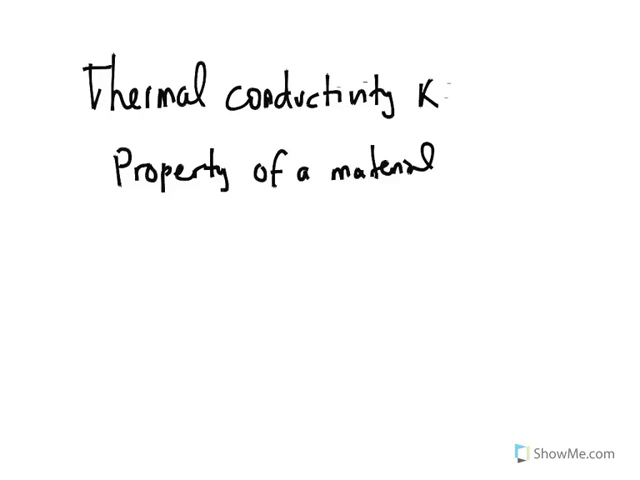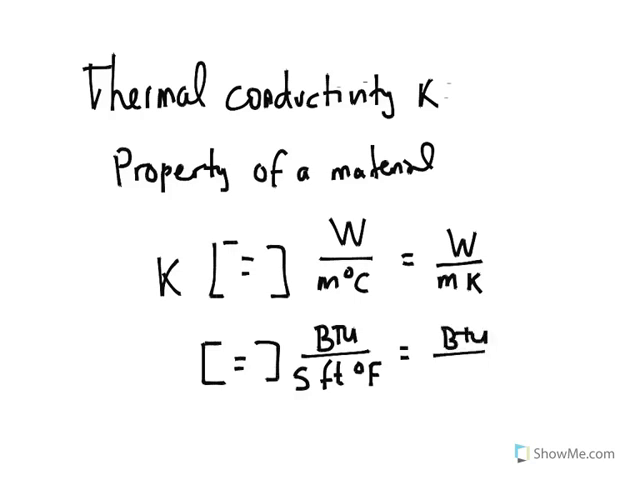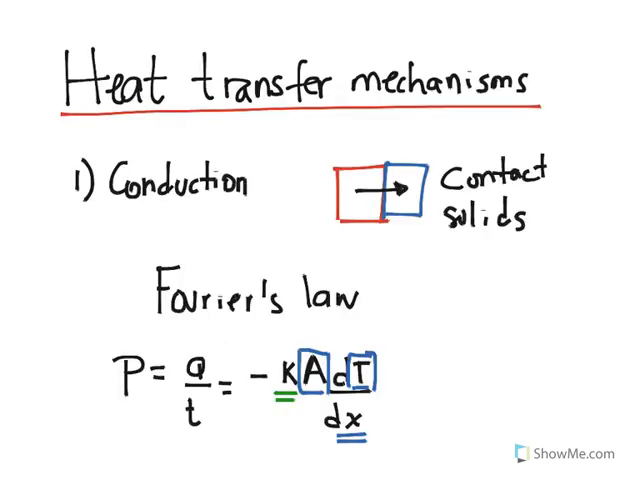Its units are watt per meter degree Celsius. This is the international system. We can also have units, for instance, in the English system of BTU per second foot degree Fahrenheit. Remember, since we are working with a change in temperature, it is exactly the same to have Celsius as Kelvin. It is exactly the same to have Fahrenheit or, for instance, Rankine. We are working with a change in temperature, which is, in Fourier's law, the gradient of temperature.